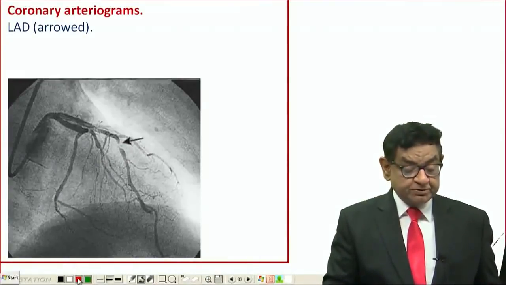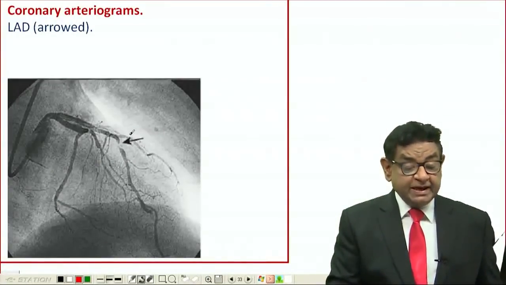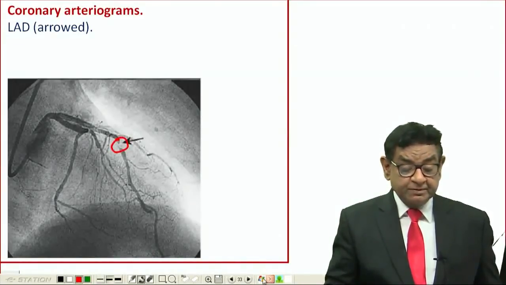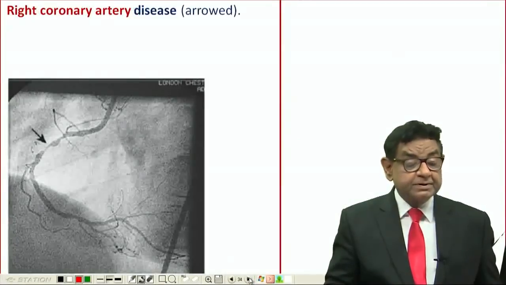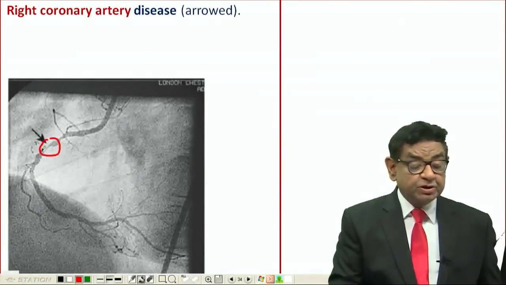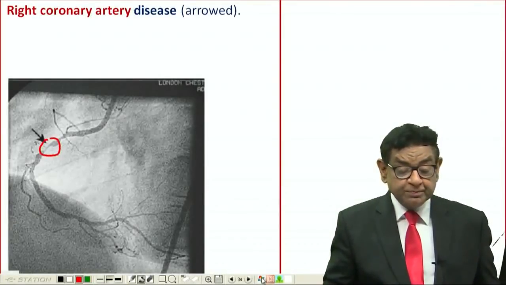Okay, now let me show you some of the angiograms. This you can see in the LAD, just see, it is a totally blocked artery. This is the right coronary artery. It is blocked here. You can see total stoppage of blood going.